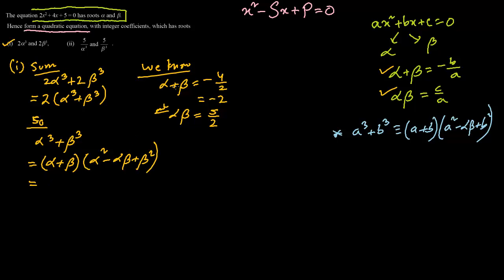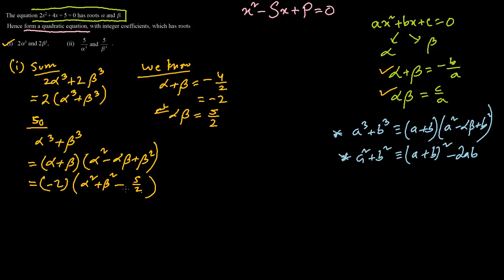Alpha plus beta we already know is minus 2, and alpha squared plus beta squared is some value we need to find. For that we have another identity: a squared plus b squared is identical to a plus b whole squared minus twice ab. You need to remember both of these identities. So this is going to be alpha squared plus beta squared minus alpha beta. Alpha beta is 5 by 2. Let me keep 5 by 2 over here. This would be minus 2.